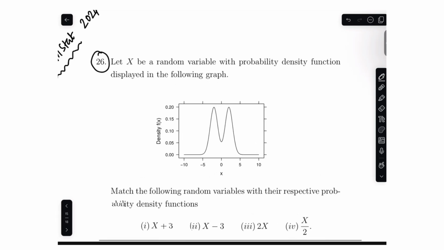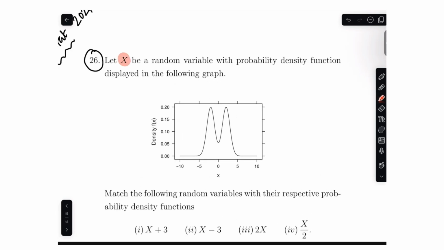This problem talks about the following. There is a random variable X with the probability density function displayed in the following graph. So we have three pieces of information given. One is X is a random variable and its probability density function, PDF, is given. So to revise, what is a PDF? If X is a random variable, a random variable is nothing but a function from the sample space to the real numbers, right? And for each and every random variable, there is a unique cumulative distribution function, CDF.